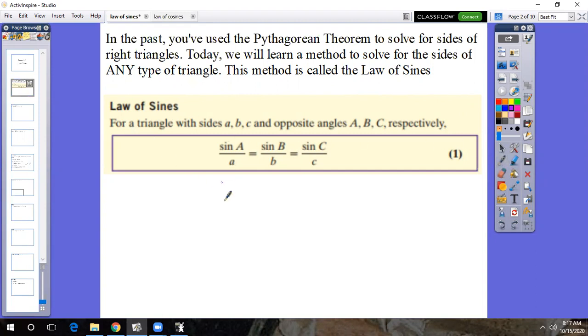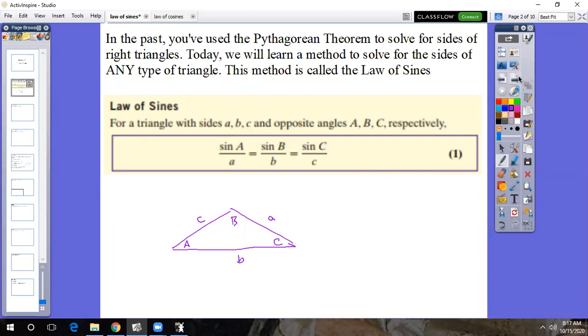So what the law of sines says is that if I have a triangle with angles A, B, C, and then I call their opposite sides respectively little a, little b, and little c, so little a, little b, and little c are the side lengths, and big A, big B, and big C are the angle measures. So for any triangle with these sides and these angles, this ratio holds true. There's a common ratio between the sine of an angle and the opposite side. So sine of A over a equals sine of B over b, which equals sine of C over c.